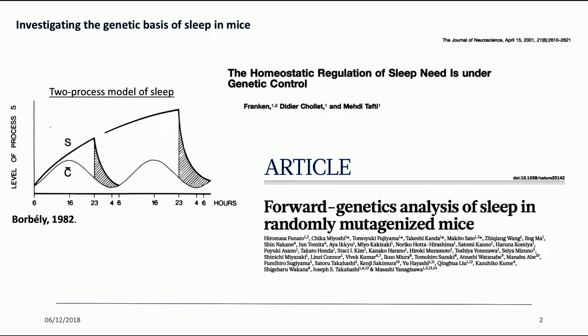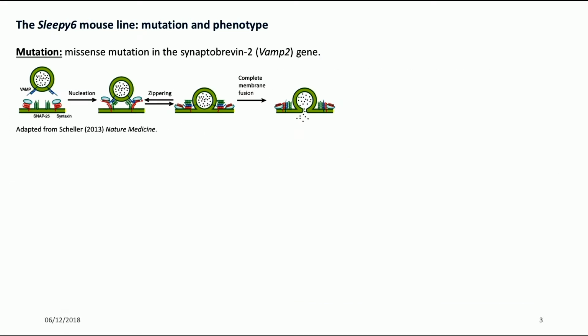which screened lots of mice using EEG methods to investigate what genes could be underlying differences in sleep regulation. And the mice I'm going to be talking about, the Sleepy 6 mouse line, was obtained using a forward genetics approach, and they were initially found to have a reduced amount of sleep, and subsequently the mutation was identified, and it's a mutation in the synaptobrevin 2 or VAMP2 gene. It's a point mutation which leads to one amino acid change in the transmembrane domain of the protein.